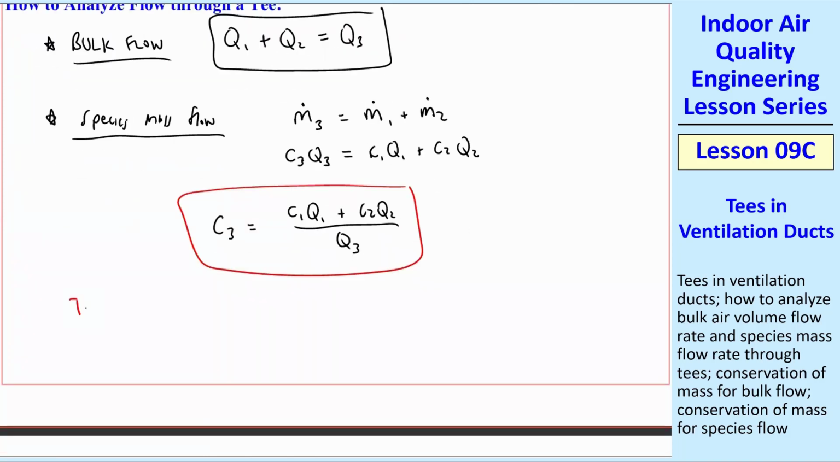And as I said, this is critical to ventilation systems with recirculation. When you have recirculation, you're going to be taking air out of the room and combining it with air coming from outside, and that will require a T like this.